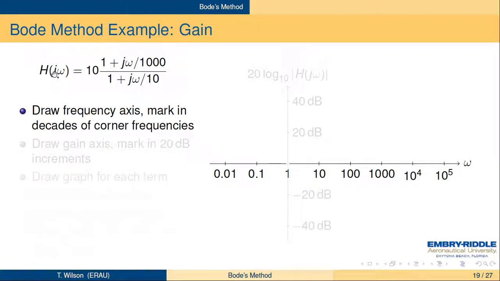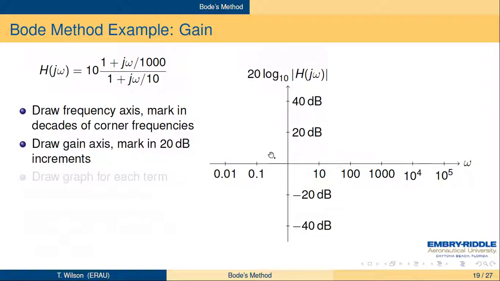So here's H of j omega, 10, 1 plus j omega over 1,000, over 1 plus j omega over 10. So first we mark off the frequency axis in decades of corner frequencies. And so luckily they agree by factors of 10 here. So we've got a corner frequency of 10. So we have 1, 10, 100, 1,000, etc. And then we mark off the vertical axis in increments of 20 dB.